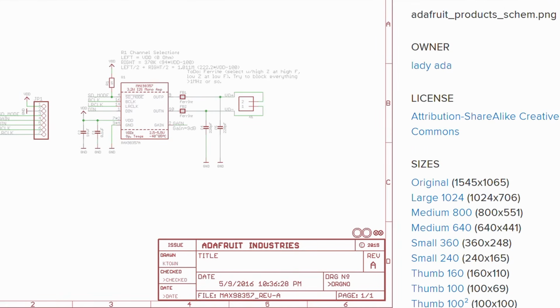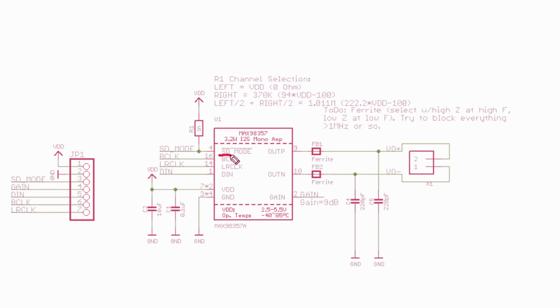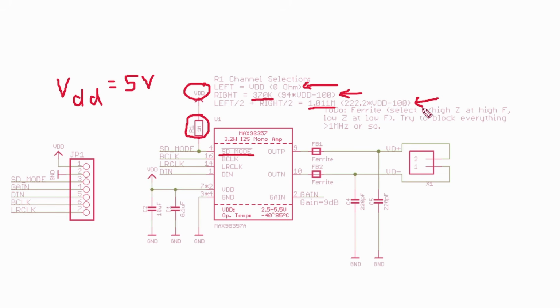Now let's quickly go back to the schematics we left midway and make sense of them, starting with the Adafruit module. Here, the SD mode pin is connected to VDD through a 1 mega ohm resistor. Based on the equations mentioned in the datasheet and inserting the VDD value as 5 volts, we get different resistor values to select different modes. Direct connection to VDD selects the left channel only. Connecting with around 370 kilo ohms of resistor selects right channel only. And if we connect a 1 mega ohm resistor, we enable left and right mixing, giving us a mono output. So as we can see, this board is configured for mono output by default.